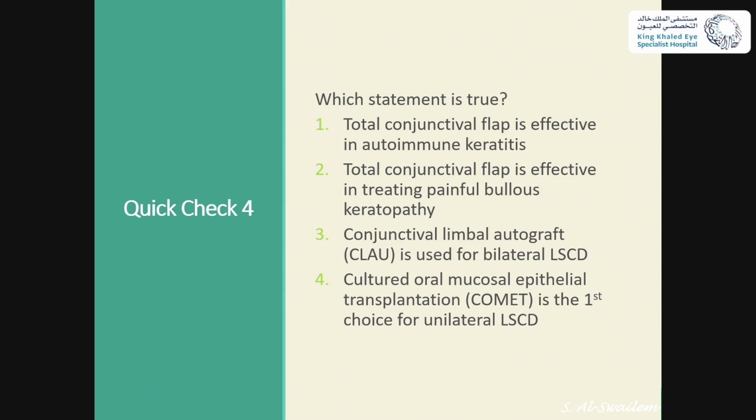Which sentence is true? One, total conjunctival flap is effective in autoimmune keratitis. Two, total conjunctival flap is effective in treating painful bullous keratopathy. Three, conjunctival limbal autograft is used for bilateral limbal stem cell deficiency. Four, cultured oral mucosal epithelial transplantation is the first choice for unilateral limbal stem cell deficiency. So 2 is correct, and the remainder are wrong. 2 is correct: total conjunctival flap is effective in treating painful bullous keratopathy. Yes, the other one, the CLAU is in unilateral.